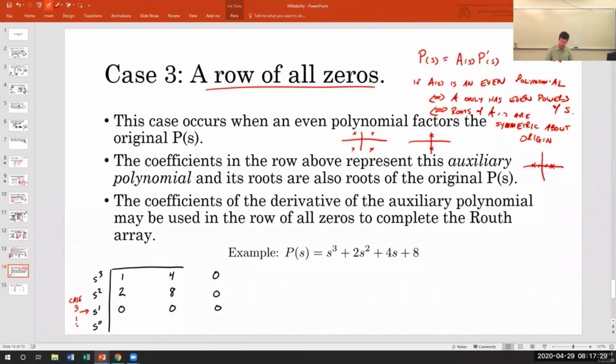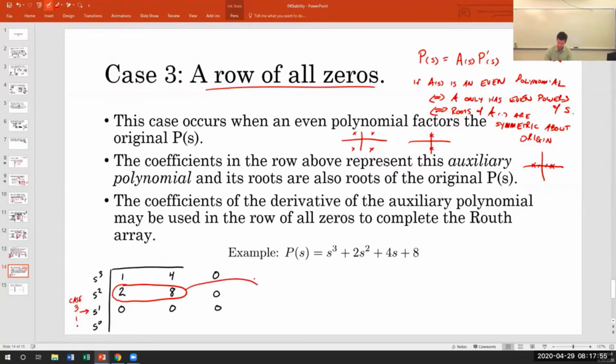So a row of all zeros. We can't get around this with the epsilon trick, I guess is what I'm trying to say. So how can we get around it? Well, the idea is this only happens if your original polynomial is factorable. And we call that polynomial that factors into p of s the auxiliary polynomial. And as luck would have it, it's right here.